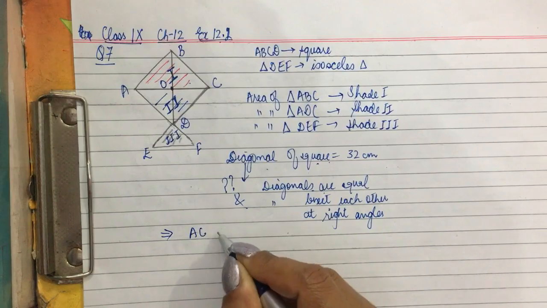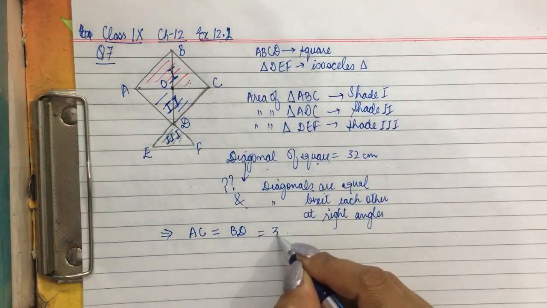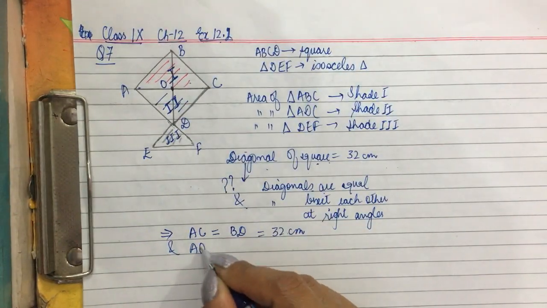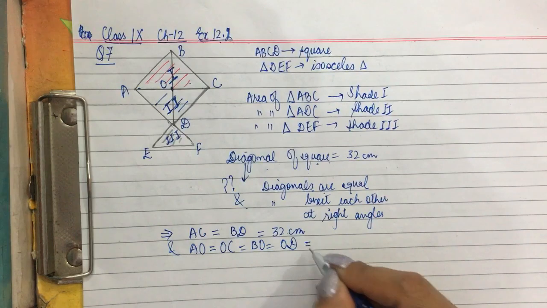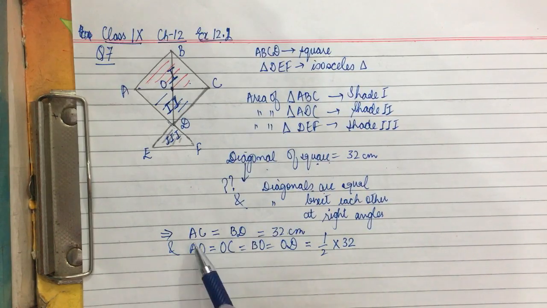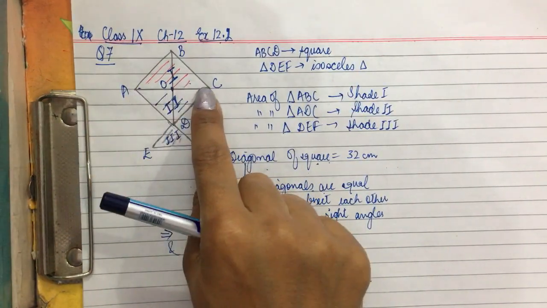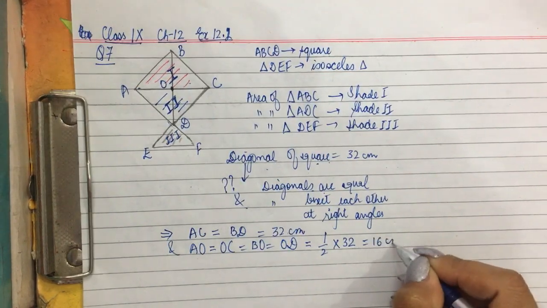This means AC is equal to BD, diagonal AC is equal to diagonal BD, and each of these measures 32 centimeters. Since the diagonals intersect at O, this would mean that AO equals OC equals BO equals OD. This will be equal to half of 32. Each of these diagonals are equal in length, and since both diagonals are bisected, they are divided into 2 equal parts. So for diagonal AC, the 2 parts AO and OC will be equal. For the diagonal BD, BO and OD will be equal. And each of these parts will be 16 centimeters.